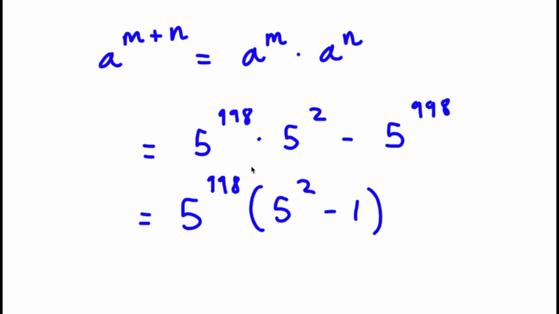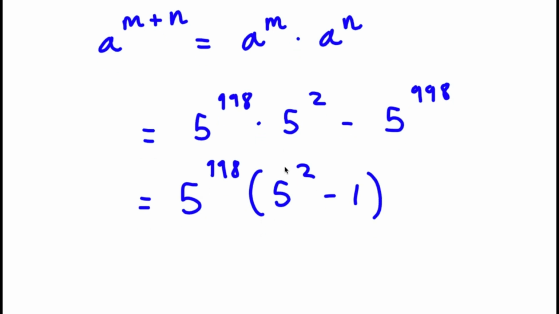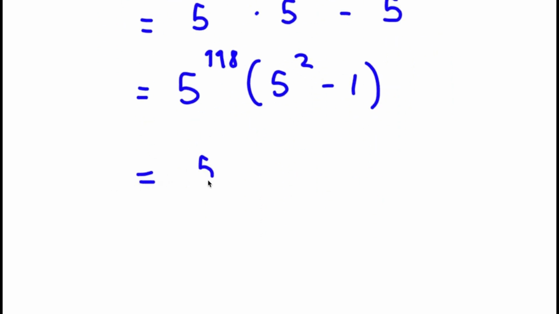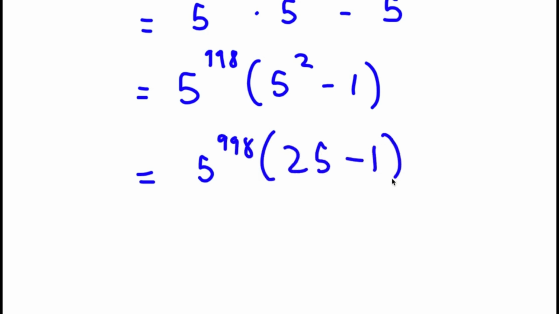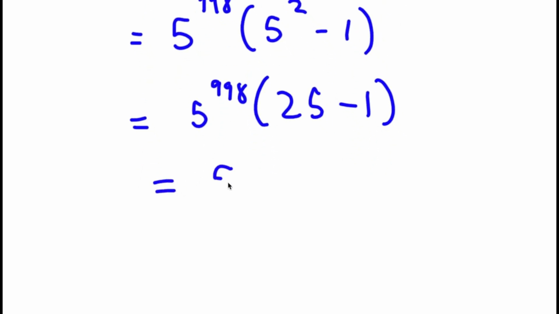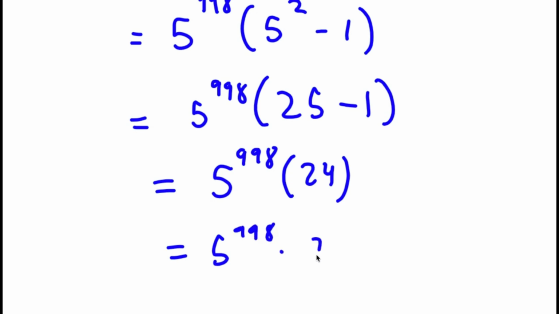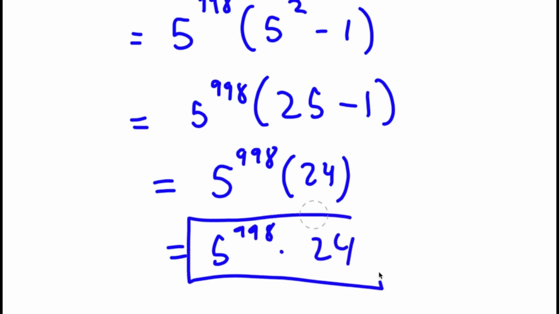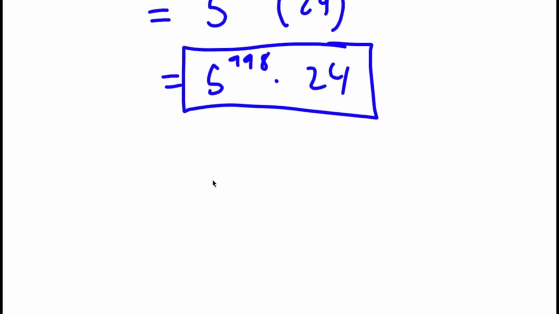And 5 to the power of 2 is simply equal to 25. So I have 5 to the power of 998 times 25 minus 1. And 25 minus 1 is 24. So I'm left with 5 to the power of 998 times 24. So this is my answer. Now I actually have a second method of solving this problem.